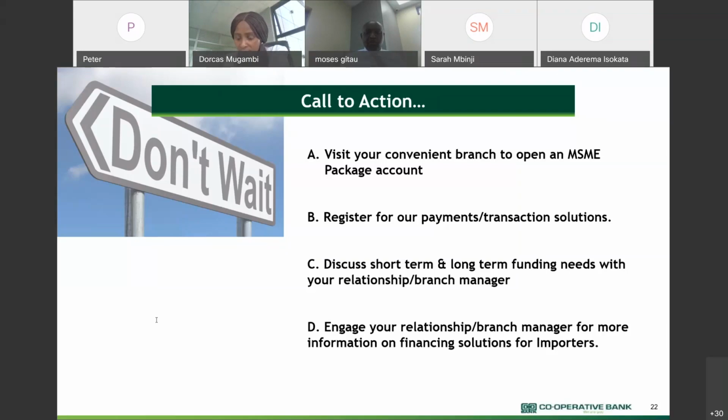Any of our branches, the services are all across all our branches. We have 156 branches. Choose the appropriate branch, the one that is close to your business or close to yourself. That is where you'll be able to engage that person. And we have a branch manager and a relationship manager in every branch. So feel free to visit any of those branches.